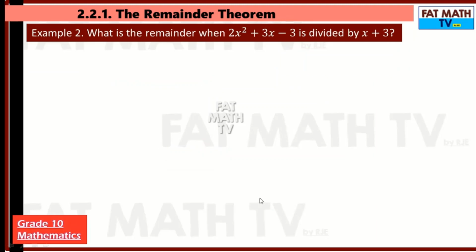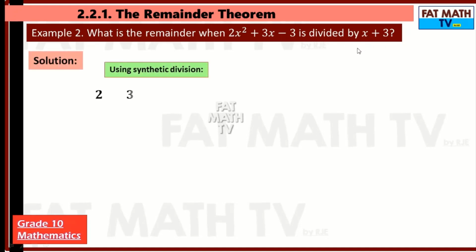What is the remainder when 2x squared plus 3x minus 3 is divided by x plus 3? So if you use synthetic division, you will have the coefficients 2, 3, and negative 3. Divide by our a here, which is negative 3. So negative 3. Bring down 2. 2 times negative 3 is negative 6. 3 plus negative 6, that's negative 3. Negative 3 times negative 3, that's positive 9. And negative 3 plus 9 is positive 6. So the remainder is 6.